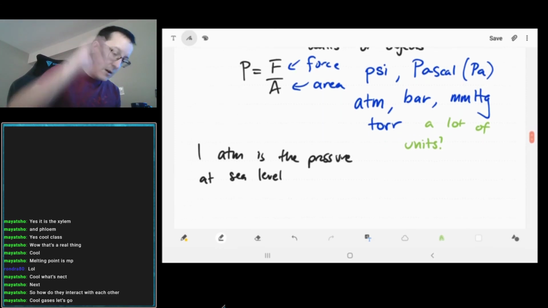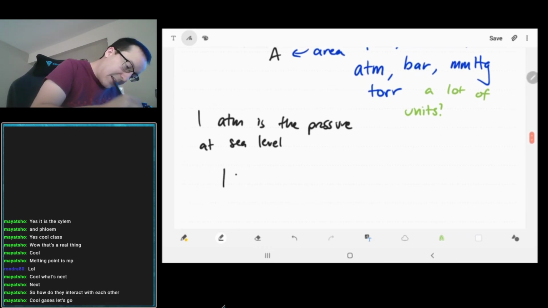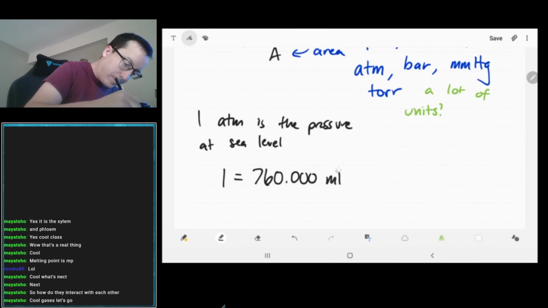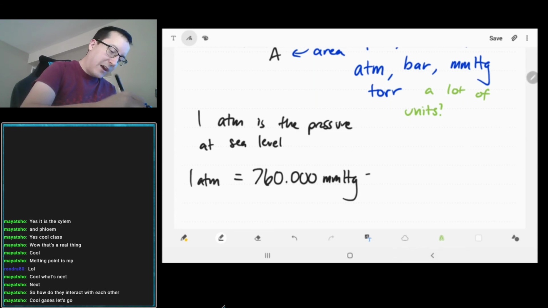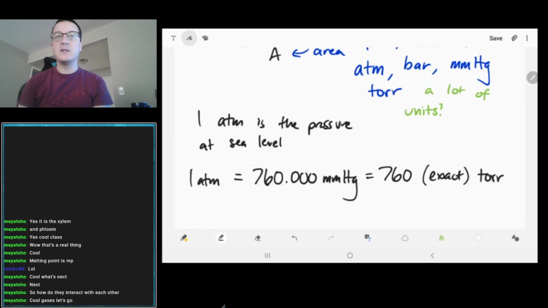We're going to see that this is going to be equal to 760. I just wrote 1. 1 atmosphere is equal to 760 millimeters of mercury, to a pretty good number of sig figs. We also have a unit called torr, which is a more exact millimeter of mercury.